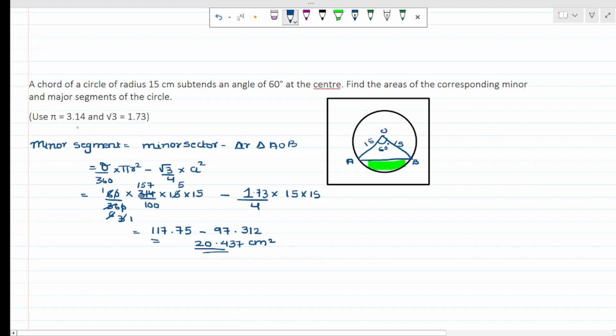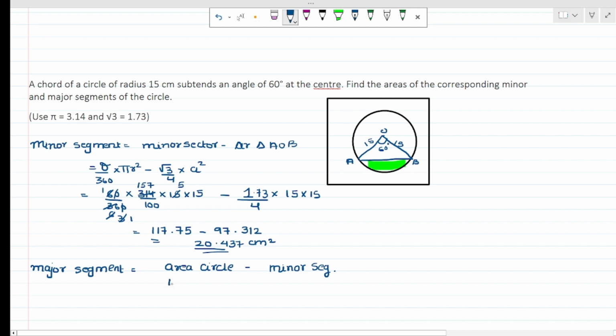The other thing you are asked is your major segment. What you are asked for? You are asked for major segment. Now, this is the first time we are asked for major segment. What was the formula for major segment? Major segment means this whole area. So, area of circle minus minor segment. This was your formula. Area of circle minus minor segment.